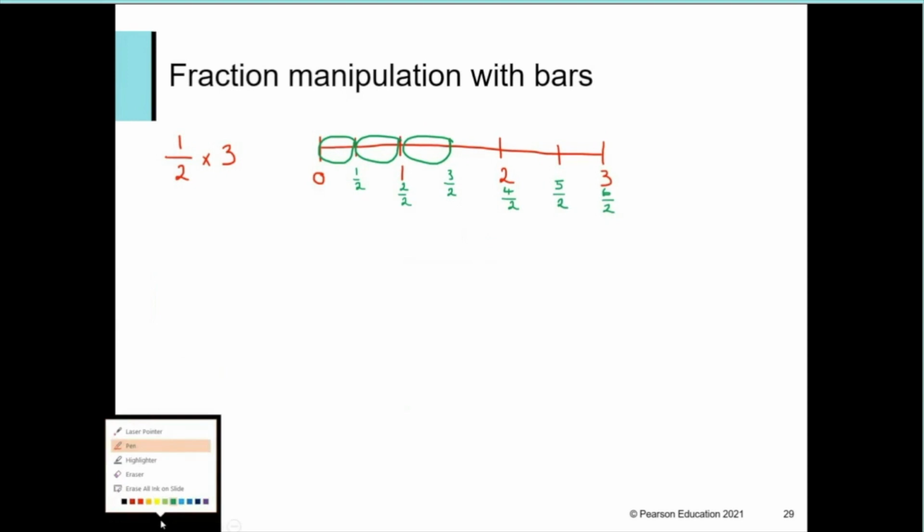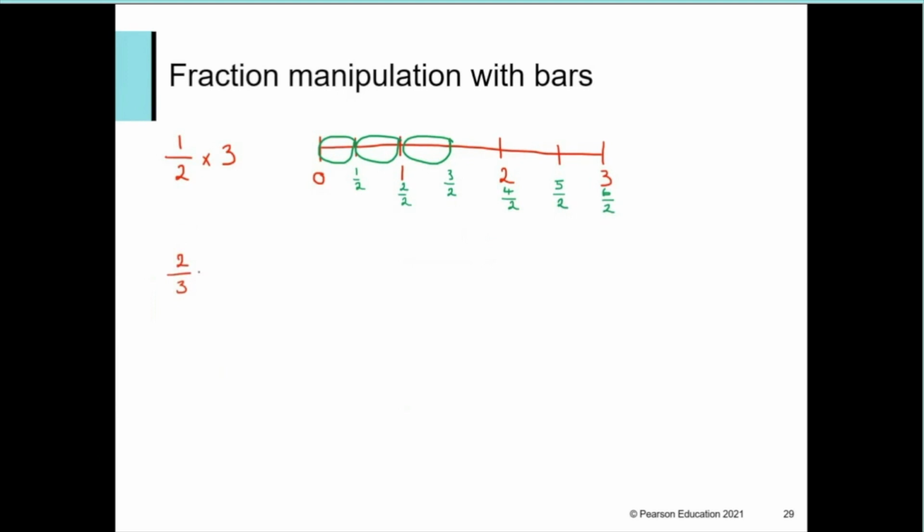Because then we can build that up to doing a calculation like 2/3 times 3/4. So I want 2/3 of 3/4. That's how I would say that one. So I'm going to start with my number line, starting at 0, and I'm going to split it into quarters because I want 2/3 of 3/4. So that's 1/4, 2/4, 3/4, and 4/4.